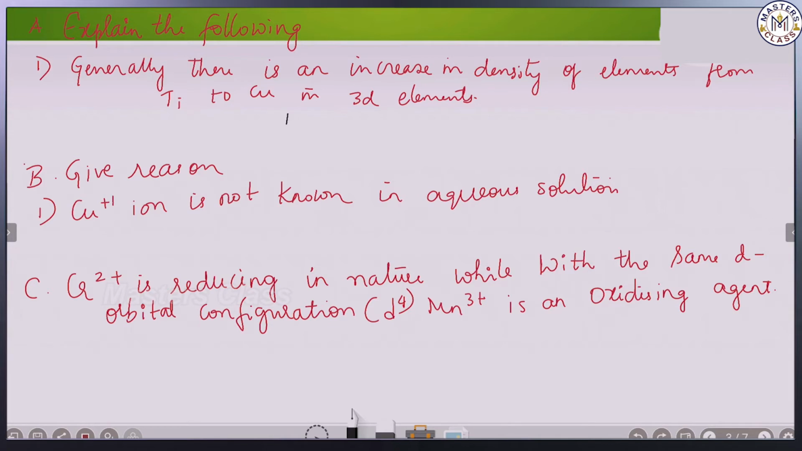So lesser atomic size, more mass, therefore more density.